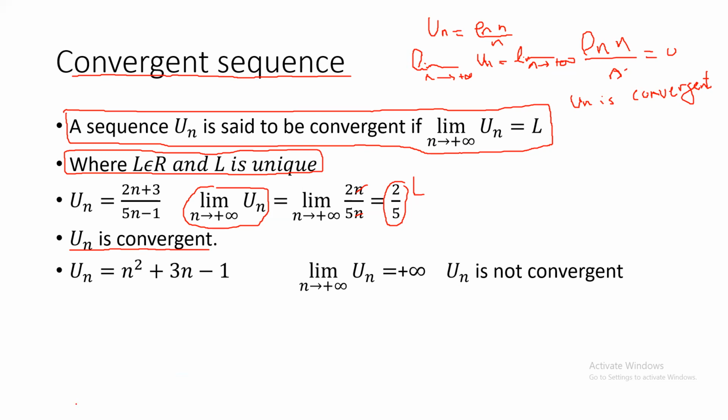Now, if we take the sequence Un equal n squared plus 3n minus 1, the limit as n tends to plus infinity of Un, we take the limit of the highest power. Which is the highest power? n squared. The limit as n tends to plus infinity of n squared equals plus infinity. So Un is not convergent, or we call it divergent, because it's not a number.